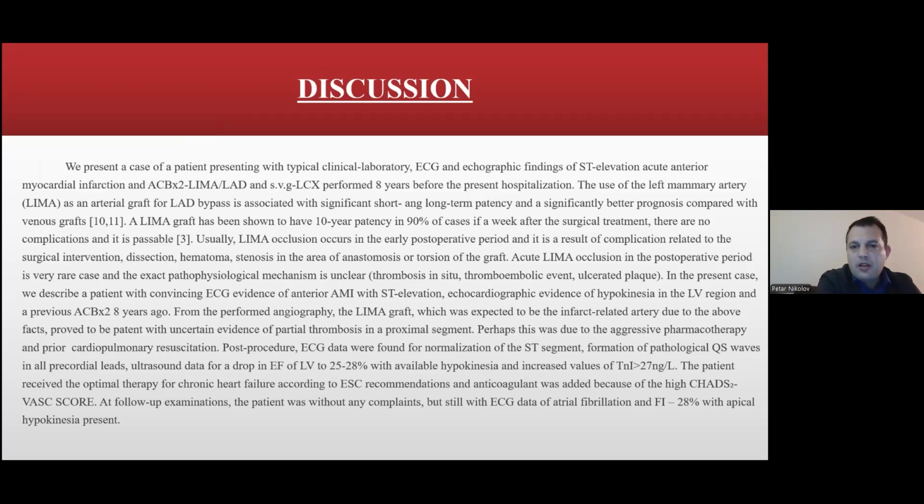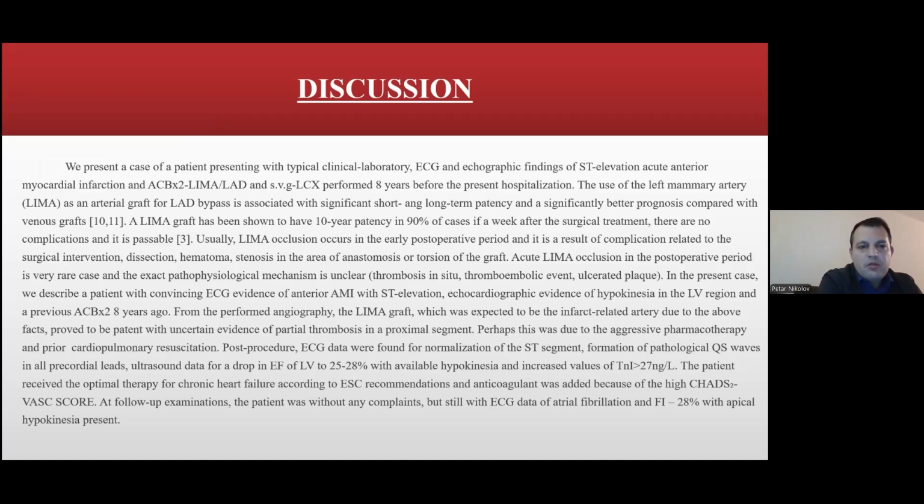Post-procedure, ECG data were found. We found normalization of the ST segment, formation of pathological Q waves in all precordial leads, and ultrasound echocardiographic data for a drop in the ejection fraction of the left ventricle. Also, there were maximum troponin levels.